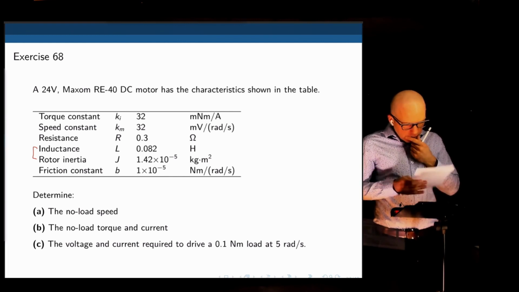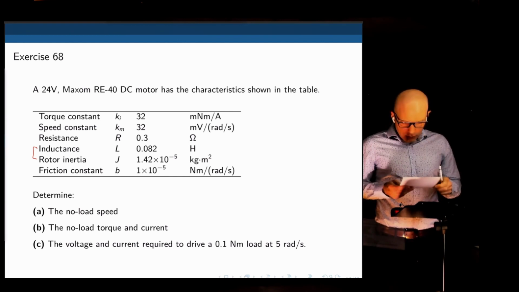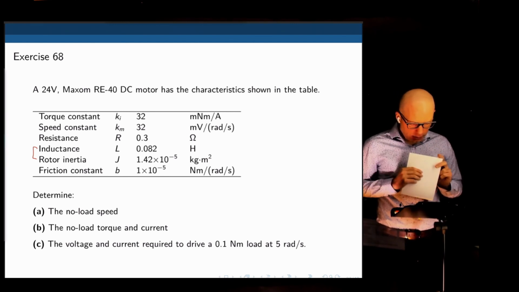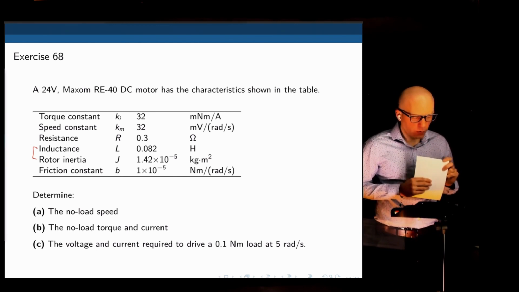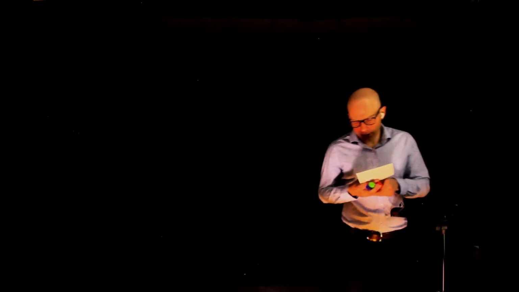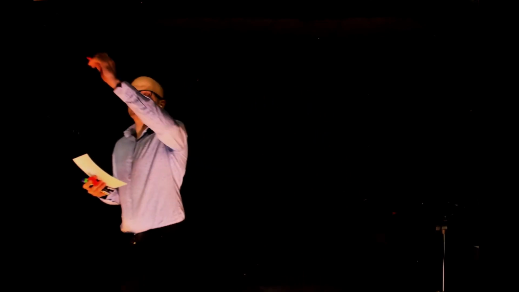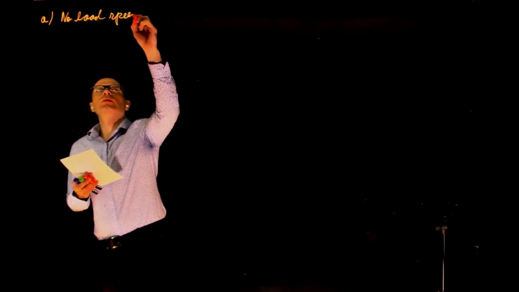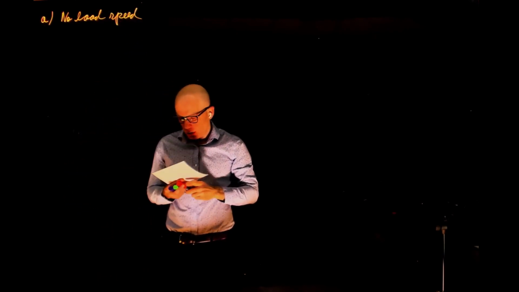So let's do that. We have all the parameters here, and let's calculate the no-load speed, the no-load torque and current, and the voltage and current required to drive a 0.1 Newton-meter load at 5 radians per second. Okay, so let's start with A, the no-load speed. What is the equation for the speed?